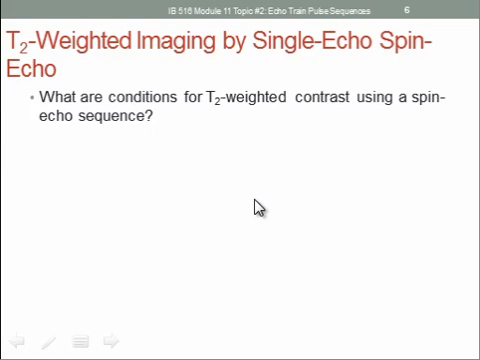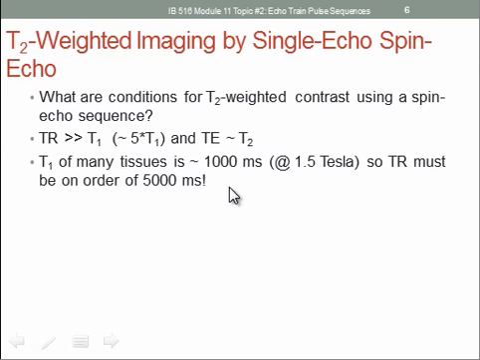What people have done, excuse me, let me start over with that. If you think about the conditions for a T2 weighted image, to get T2 weighted contrast, you need a very long TR. TR is usually around 5 times T1, and some tissues have T1 of around 1,000 milliseconds. So the TR for a T2 weighted image, if you're going to use a plain old spin echo sequence, is on the order of about 5 seconds.